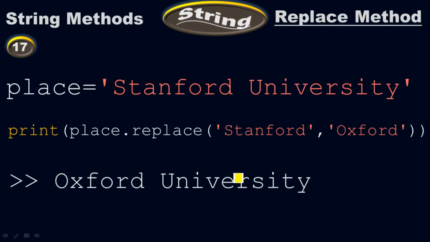Make sure whatever you want to replace, you put in the first position. What you want to replace it with must be in the second position. Make sure you don't forget the variable name. If it is A, you have to put A dot replace. If it is B, B dot replace. Since we have place here, we put print of place dot replace.